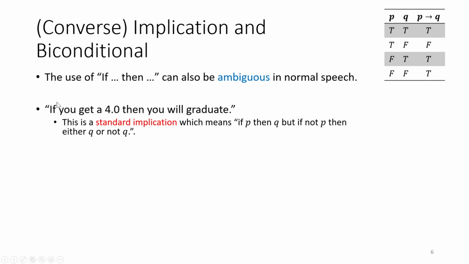It means if P is true, then Q is true, right? But if not P is true, then there's no promises, either Q or not Q, we don't know. Okay, so that captures these two here, right? So if P is true, then Q has to be true, but if P is not true, then Q can be whatever it wants, no promises.